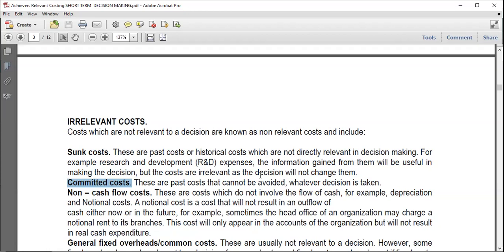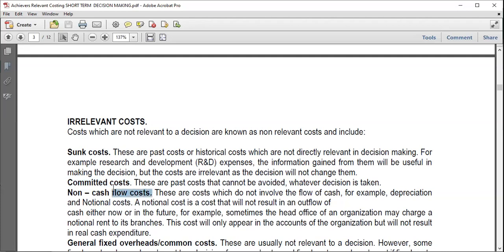So maybe you want to make a decision to move to another new place. Maybe you've gotten a better place. Now, because it is a committed cost, you will not have to consider it, because you already incurred it and the landlord will not pay you back that money. So it's a committed cost already. You cannot get this money back at any point in time. So it's very important for you to know that.